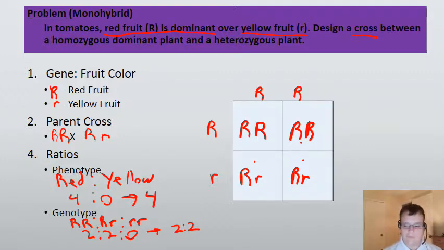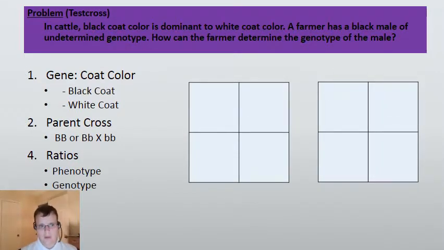Okay? All right, so let's move on to another problem. This is a test cross problem. So again, a test cross is where we have an unknown genotype. So in this case, in cattle, black coat color is dominant to white coat color. So we know black, so we name the gene coat color, and we know that black is dominant, so we're going to put a capital B there, and then a lowercase b there, okay? And a farmer has a black male of undetermined genotype, so he does not know if it's a homozygous dominant or heterozygous. He doesn't know.